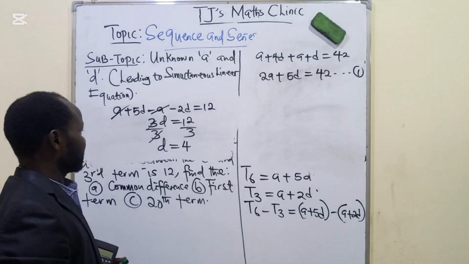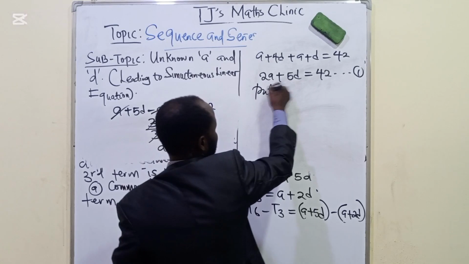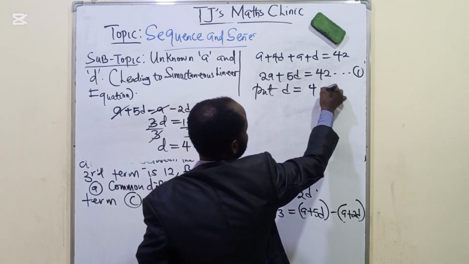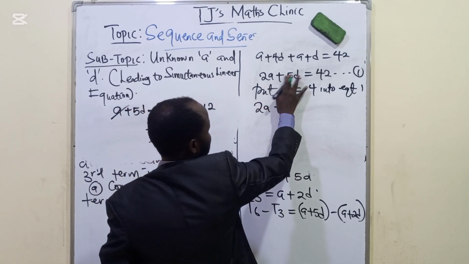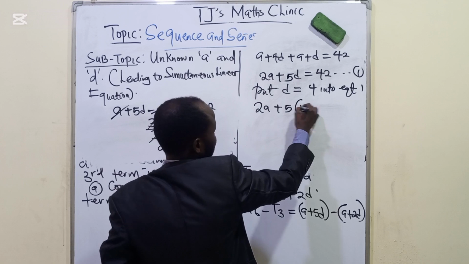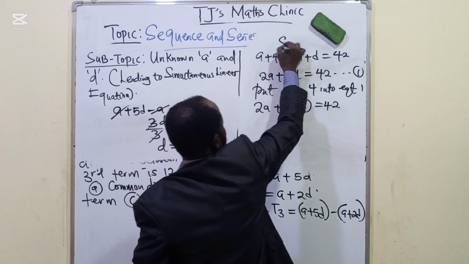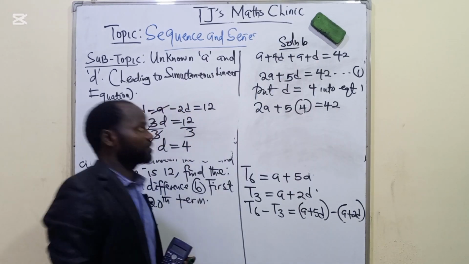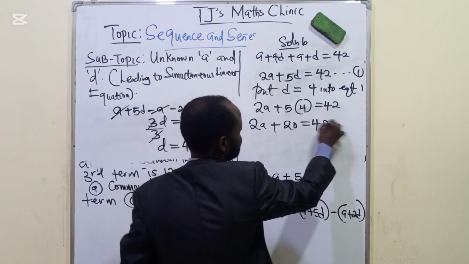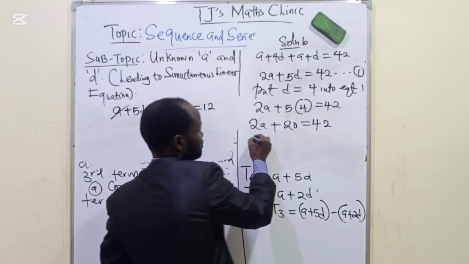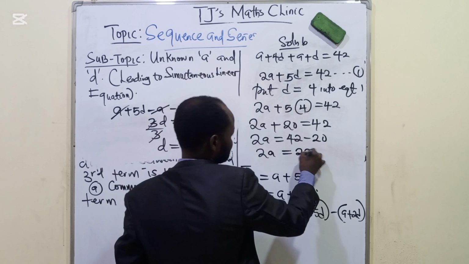So let's find the first term. Let's substitute D equals 4 into this. We can say put D equals 4 into equation 1. So I have 2A plus 5 into 4 equals 42. Our aim now is to find the first term. This is now the solution to B. Very important. So we have 2A plus 5 times 4, which is 20, equals 42. Let's collect like terms at this point. 2A now will be equal to 42 minus 20. 2A, of course, will be 22.